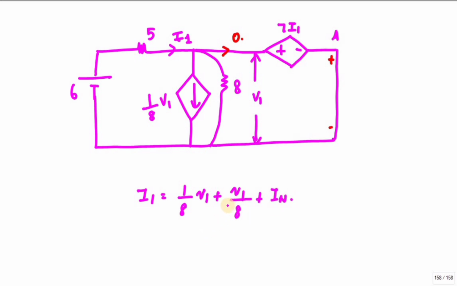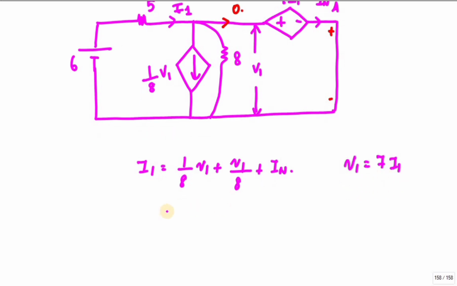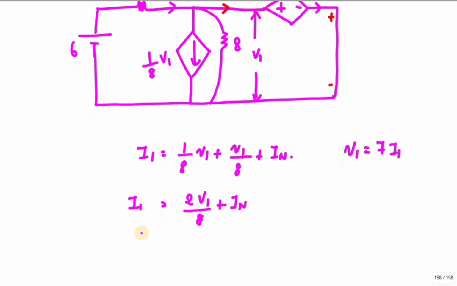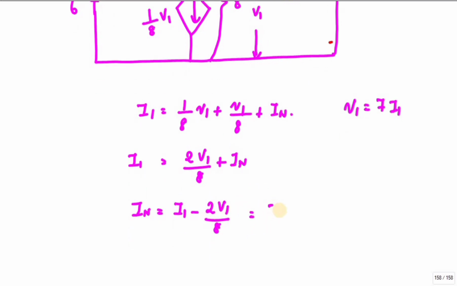So what is V1? V1 is equal to 7I1. The voltage across this dependent source is V1. So now we substitute that value in this equation. So I1 is equal to 2V1 divided by 8 plus IN. Sorry. So IN is equal to I1 minus 2V1 divided by 8.